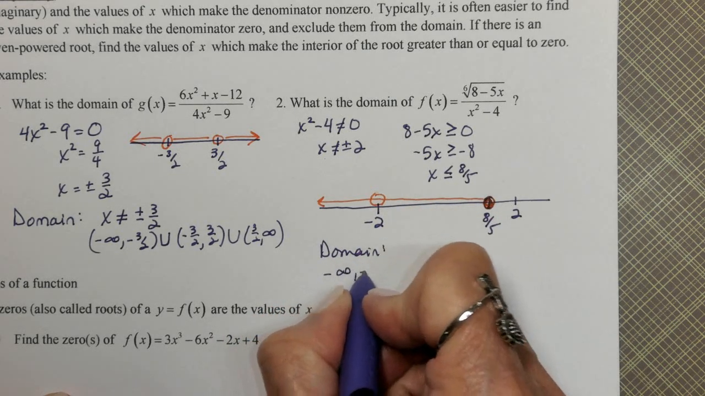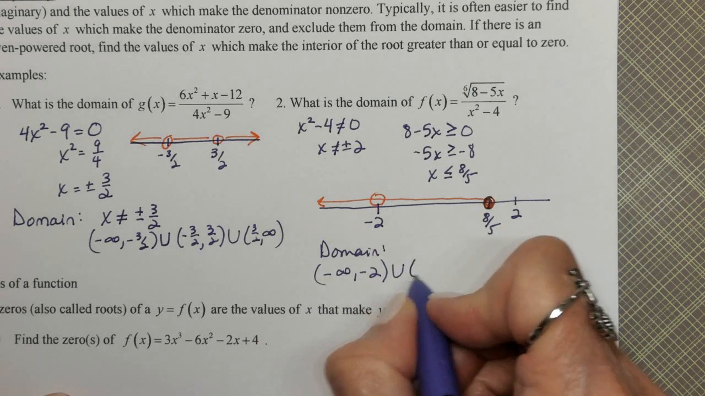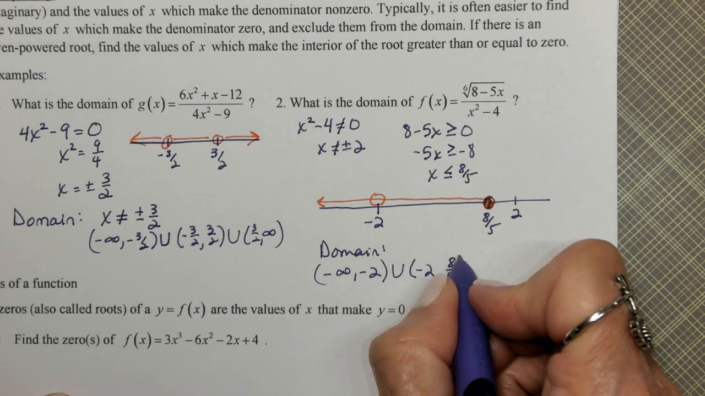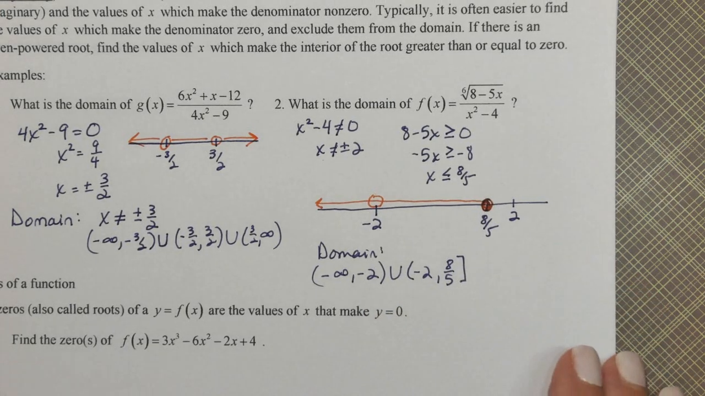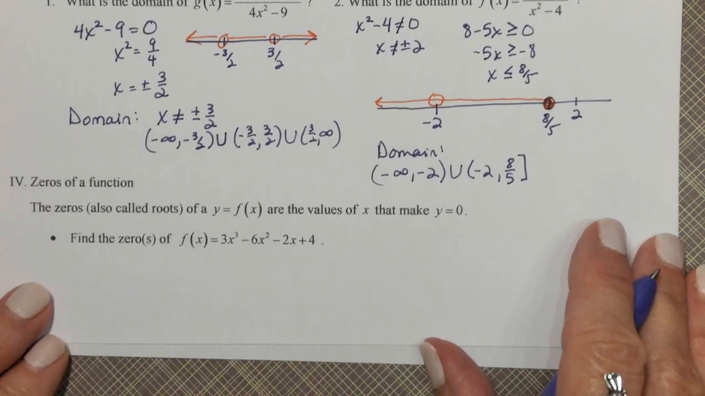Negative infinity to negative 2. Don't want negative 2. Union with negative 2 to 8/5. I don't want negative 2, but I do want 8/5. And that's it. So that's the domain.